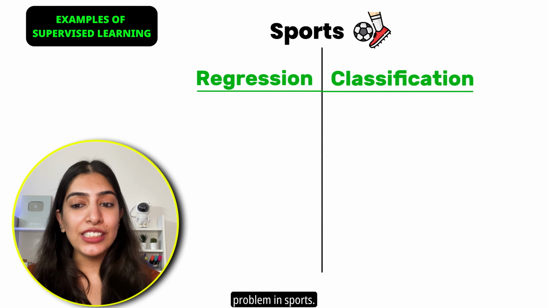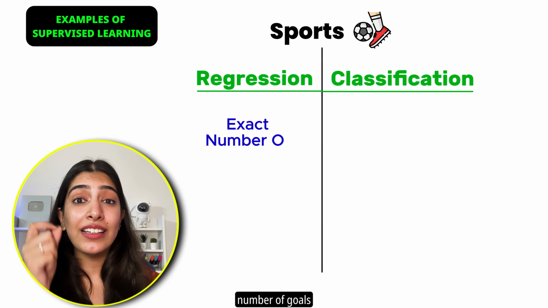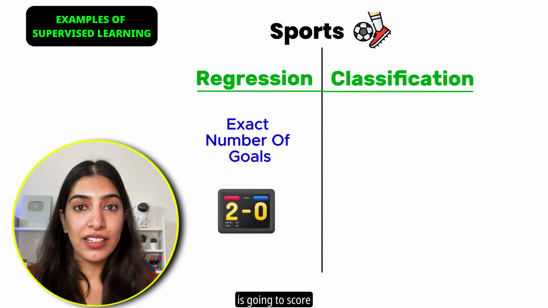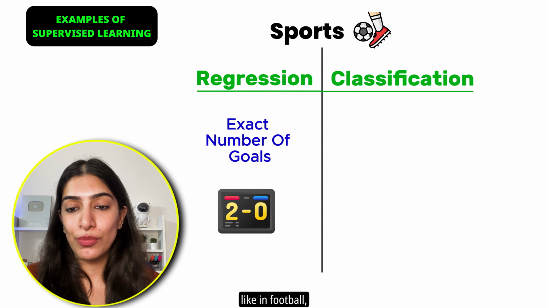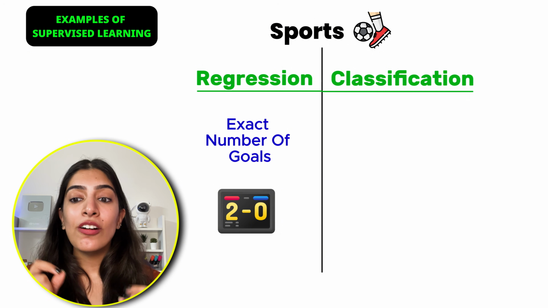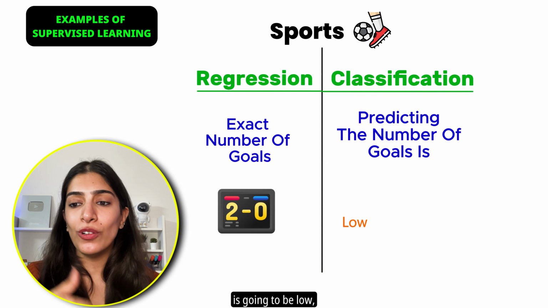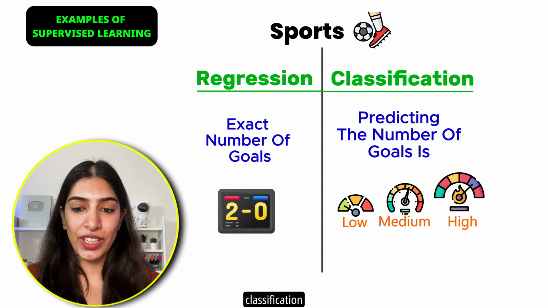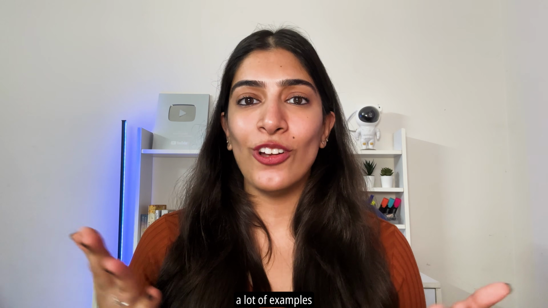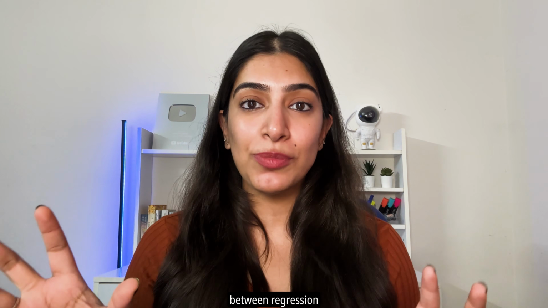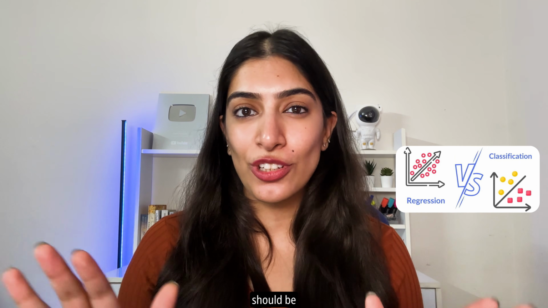In sports, if you're predicting the exact number of goals that a player is going to score, like in football, then it is a regression problem. Versus if you're just going to predict that the number of goals is going to be low, medium or high, it is a classification problem. I think these are a lot of examples, and now the difference between regression and classification should be quite clear.